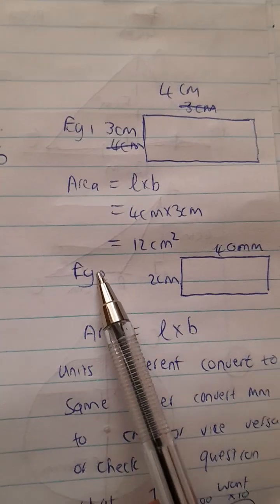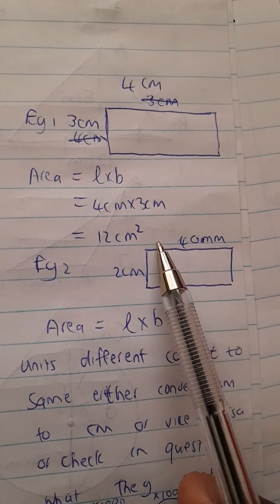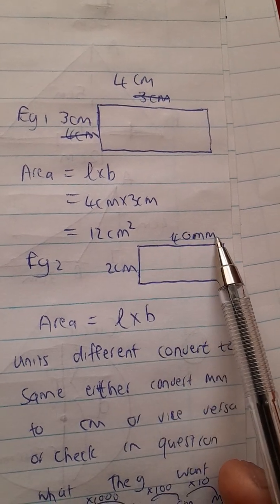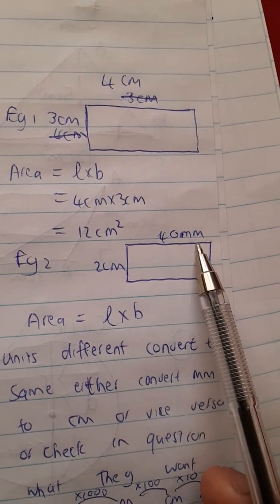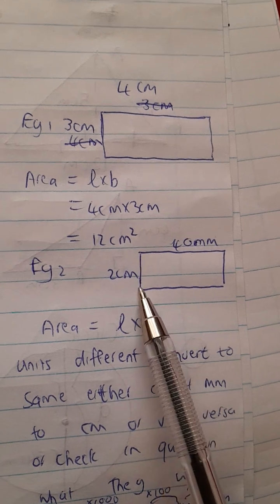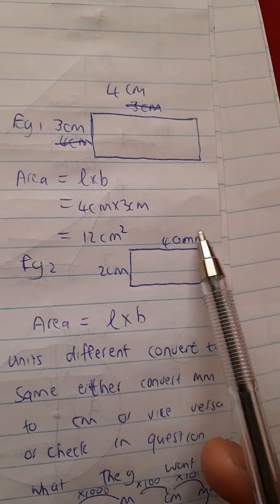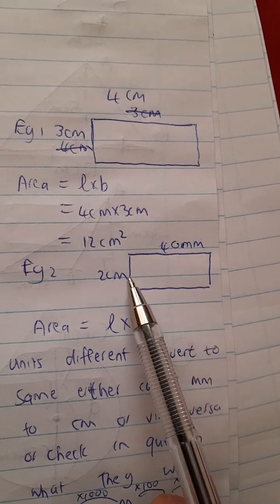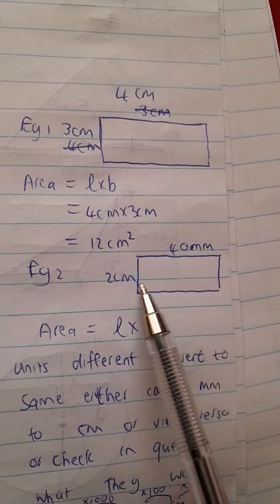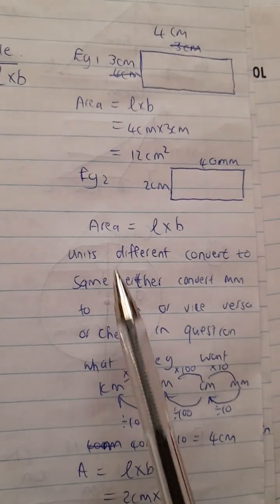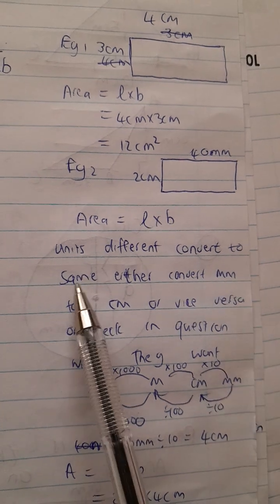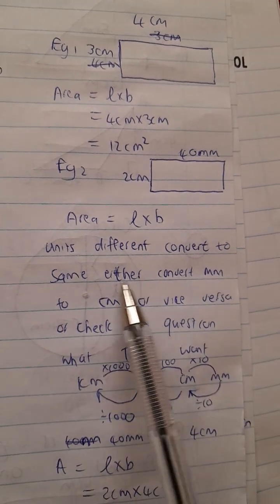Here's another example, example 2. We're given 40 millimeters, which is the length, the longest side, right? And then 2 centimeters, which is the breadth, which is the shortest side. Now you can see that the units are different. We can't calculate the area until we get the units to be the same. So we need to first do a conversion. So units are different, and we need to convert them to become the same.